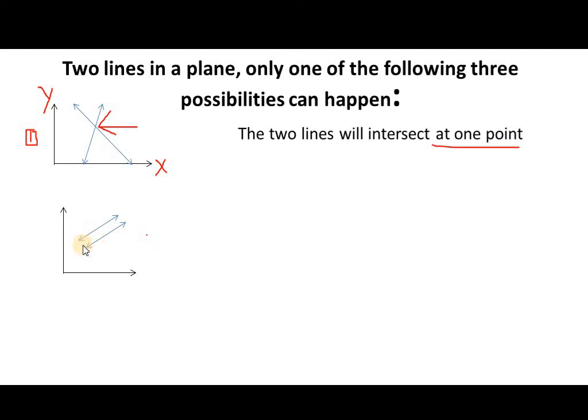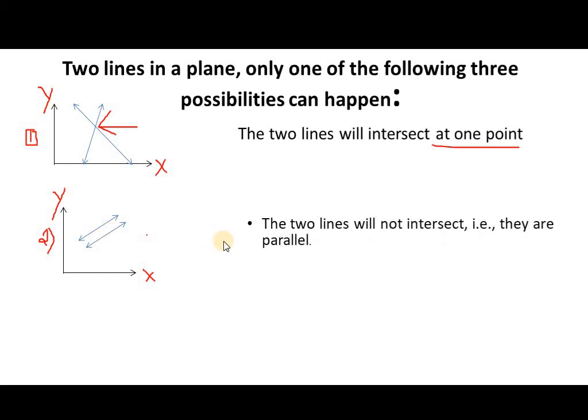So let us see the second possibility. The second possibility says that in the plane the two lines lie parallel to each other. Let us consider this plane as the xy plane. In this plane, the two lines will lie parallel to each other. The two lines will not intersect and they are parallel to each other.